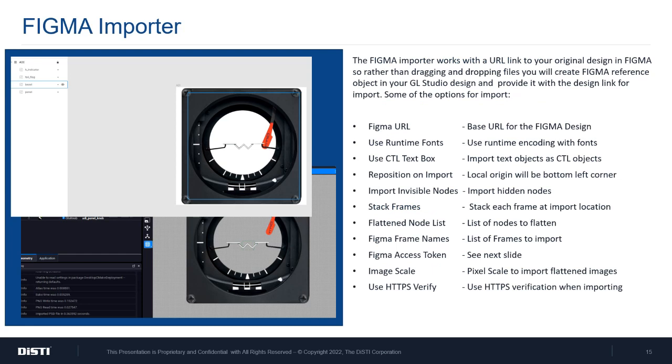Now, there are a number of options for when you're importing your Figma design. Here's a list of them here. I'll cover them a little bit more once we actually get into the editor, and I'll talk about what these actually do. But the main things to note are you're going to need a URL for your design. You're going to need an access key, which I'll talk about in a minute, but that's provided by Figma on your account. And then you can pick and choose which frames you actually want to import and how you want to import them.